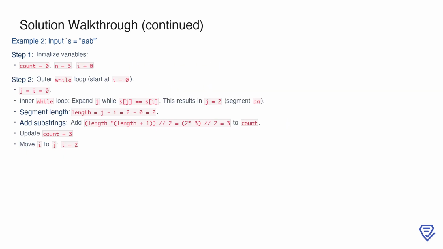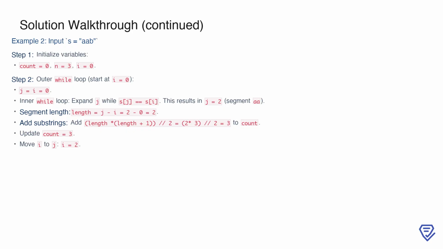Now, let's examine the input string s equals "aab". We initialize count to 0, calculate the length of the string n as 3, and set the pointer i to 0. Entering the outer while loop with i equals 0, we set j equal to i. The inner while loop expands j as long as the characters at j and i are the same. For the first segment, consisting of 2 a's, j advances to 2.